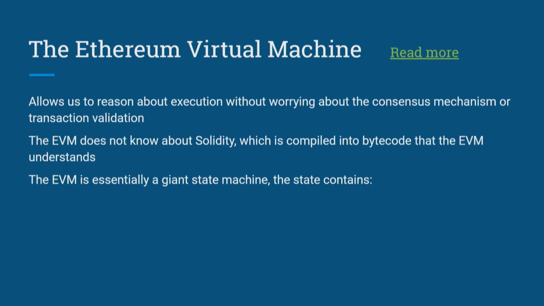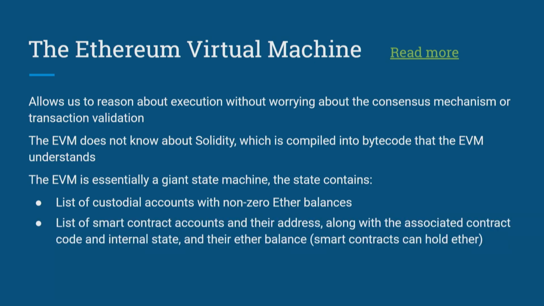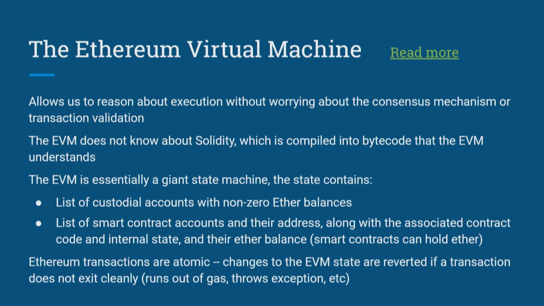And really, I just think of it as a giant state machine that has two lists. One is the list of accounts and how much ether is in each account. And the other is a list of smart contracts that have been deployed, the code for that contract, and the data that is currently in store for that contract. Now, every Ethereum transaction then just causes a bunch of different sequences on the EVM, potentially updating some state or moving some ether around.